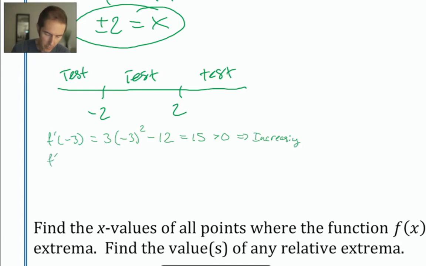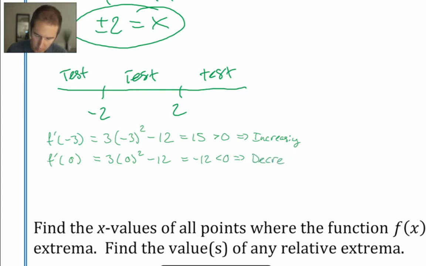And then let's try f prime of 0. That's between negative and positive 2. Get the 0 in there. 0 minus 12 is equal to negative 12, which is less than 0, therefore decreasing. And then let's try f prime of positive 3. That's 27 minus 12 again, which is positive 15 again, which is still greater than 0, which means it's increasing on that interval.